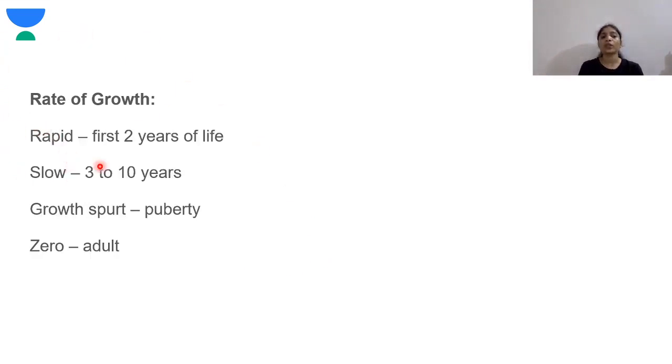Rate of growth. The rate of growth is rapid in the first 2 years, which slows down between 3 to 10 years. And again, there is rapid growth, that is the growth spurt of puberty. Once puberty is over, the growth slows down and comes to a halt, that is, it is zero in adulthood.